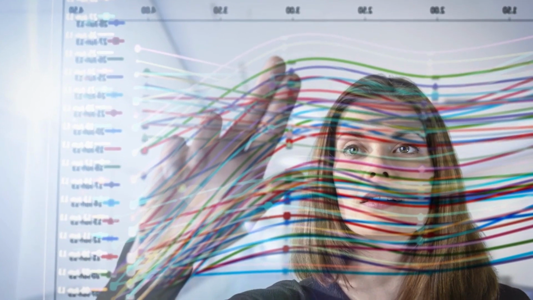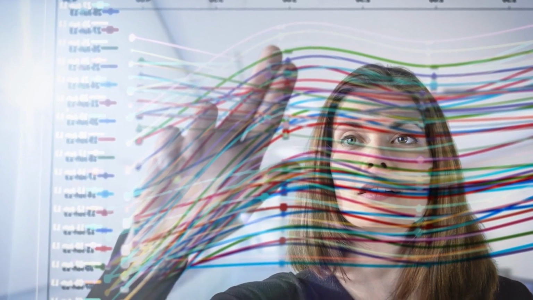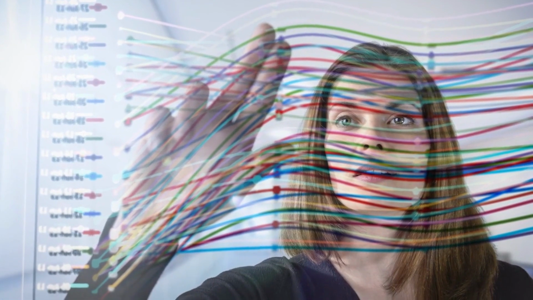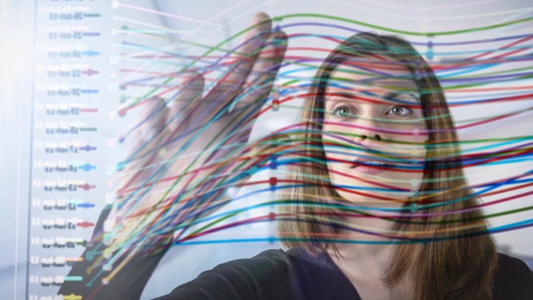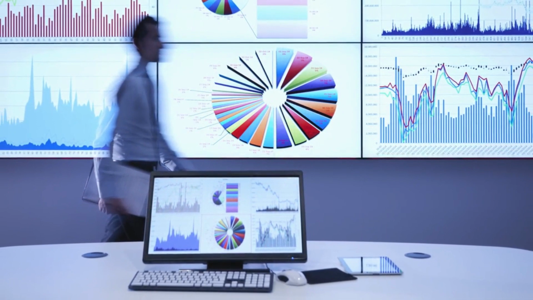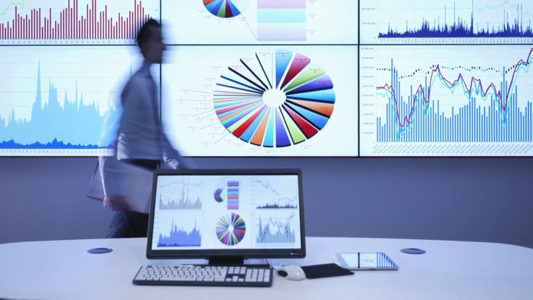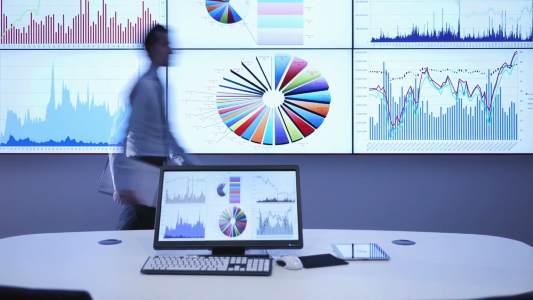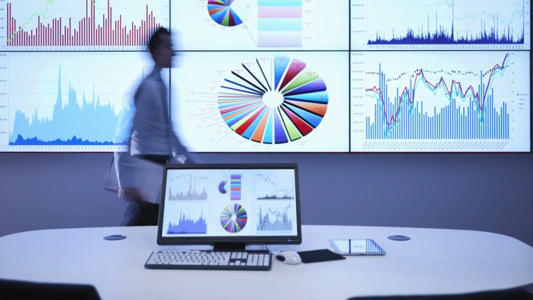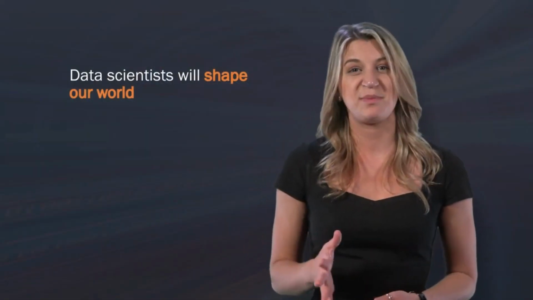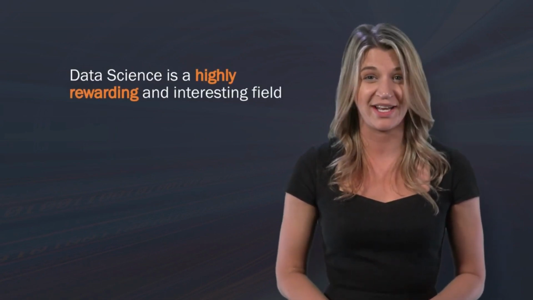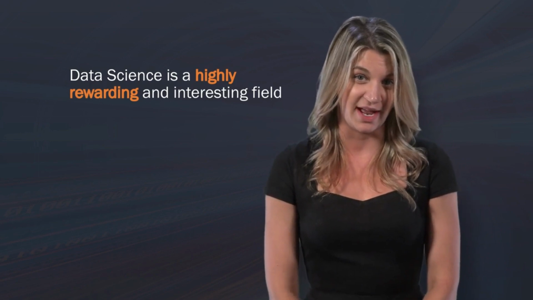So in the 21st century, data is king. Everyone's collecting it all the time. And I really feel it's those people who can use and interact with data, those who use it to critically think and provide insight out of it to make better decisions, those are going to be the people who shape the very world we live in. These people are data scientists, and I think data science is one of the most rewarding and interesting fields you can get into right now.